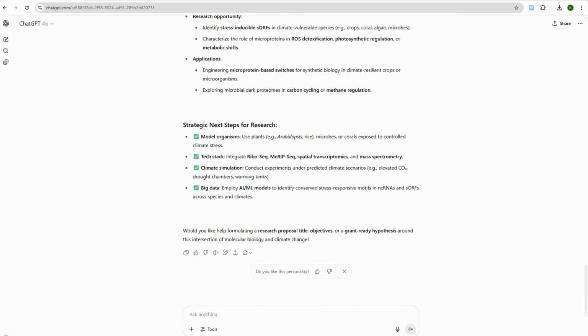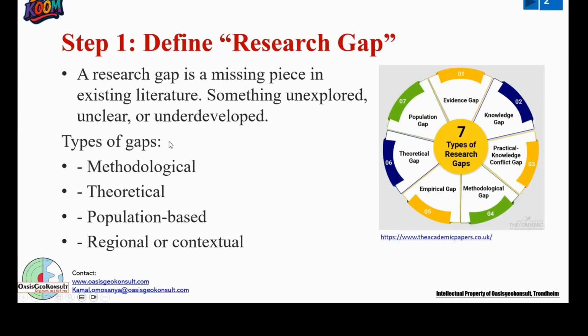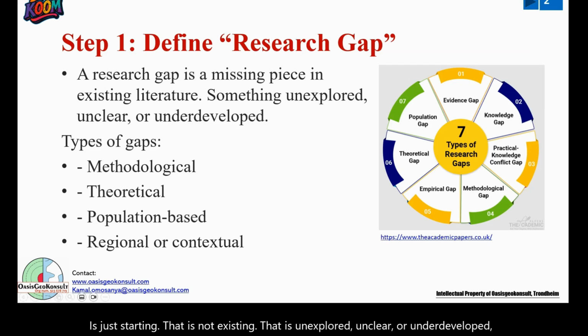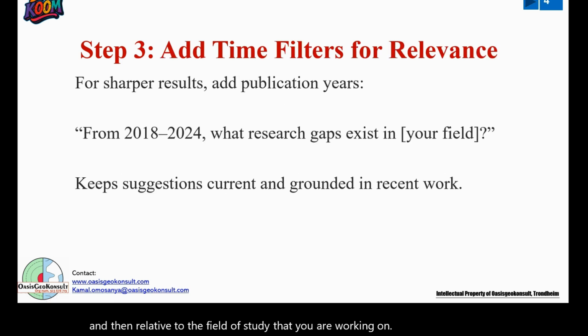So once again, a research gap is just that thing that is not existing, that is unexplored, unclear, or underdeveloped, and it can fall into 7 categories. It can be evidence-based, knowledge-based, practical knowledge conflict, method, empirical, theoretical gap, or population one. To find the best prompt, you have to use the keyword current research trend. Those are the 3 keywords, and then relative to the field of study that you are working on. And then you can filter it to improve it.